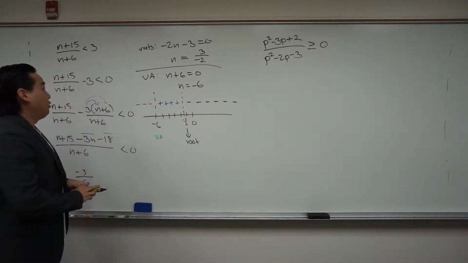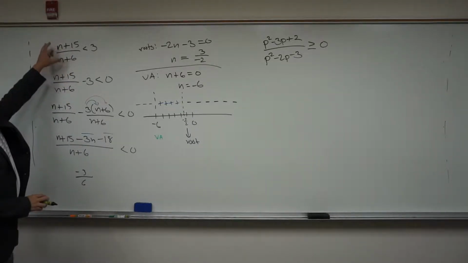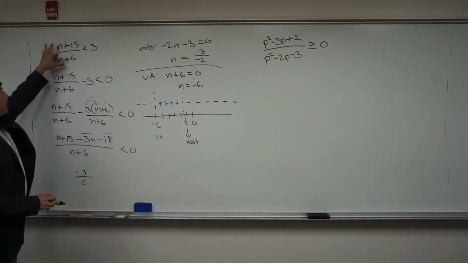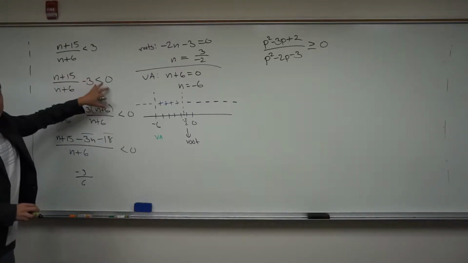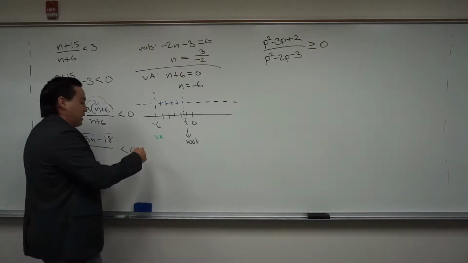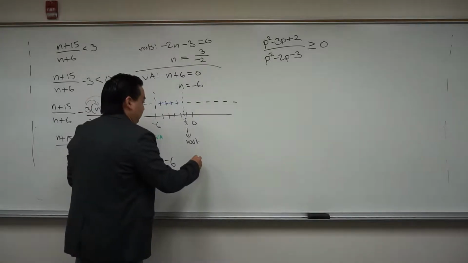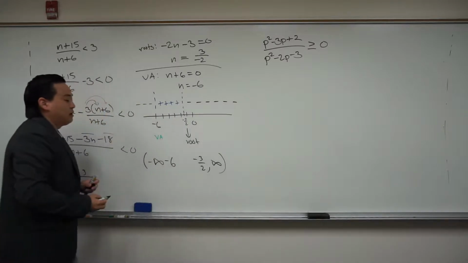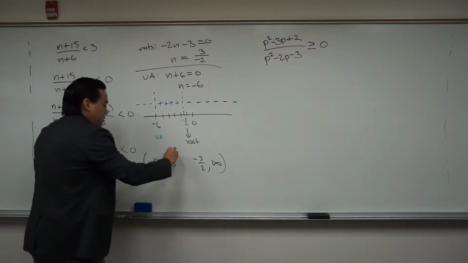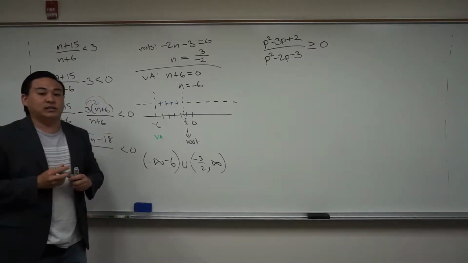Okay. Now, you go back to the initial part and you ask yourself, what is the question asking? When is this rational expression below 3, or this one, which is what we're using, is less than 0? So we want to find the parts where it's negative. So this happens from negative infinity to negative 6, and then from negative 3 over 2 to infinity. Now, it's not or equal to, so these are both open. So you need to be very careful, okay?